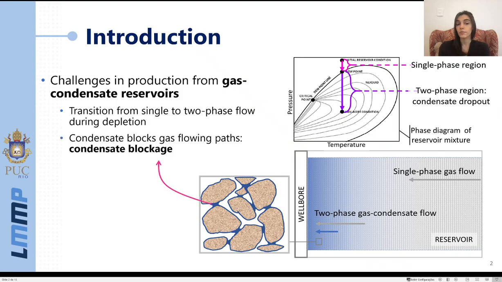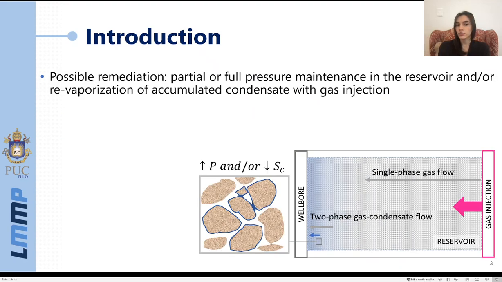And this is a problem because this condensate blocks many of the gas flowing paths and reduces a lot the well productivity in a phenomenon known as condensate blockage. So a possible remediation for this problem is to inject gas in the reservoir, and with that we can achieve partial or full pressure maintenance and also revaporize that condensate that had accumulated before.